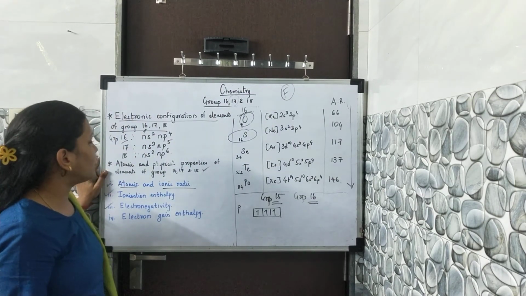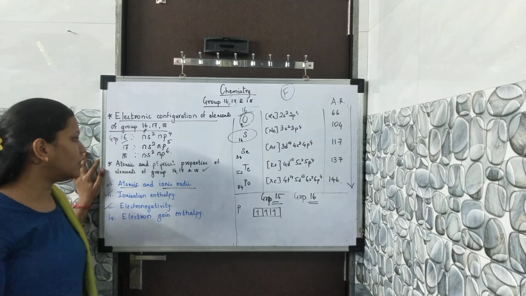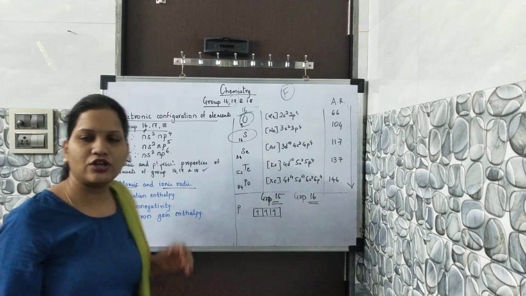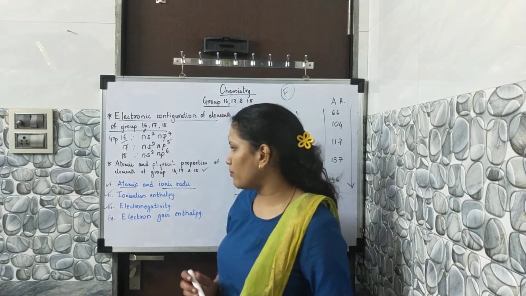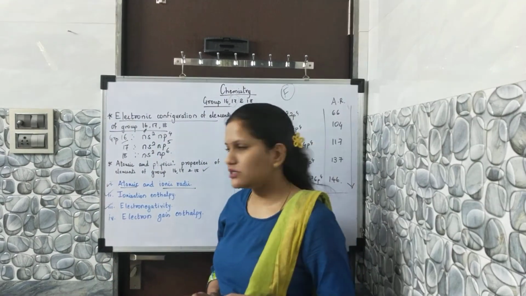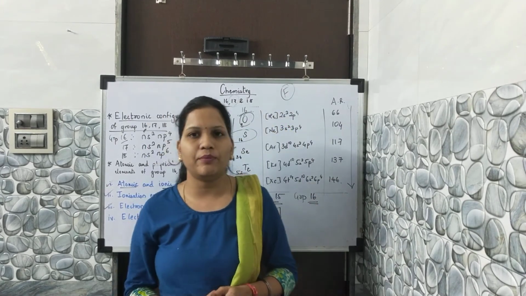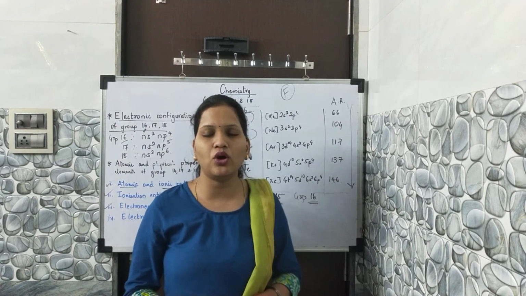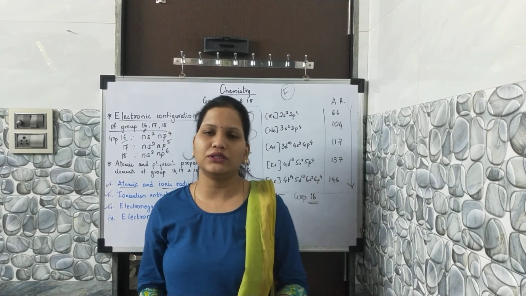So in this manner we have completed the topic of electronic configuration, and also we have completed the atomic and physical properties of the elements of groups 16, 17, 18: atomic and ionic radii, ionization enthalpy, electronegativity and electron gain enthalpy. Yes, I believe you must have understood the whole concept. In the next video we are going to discuss the next topic.